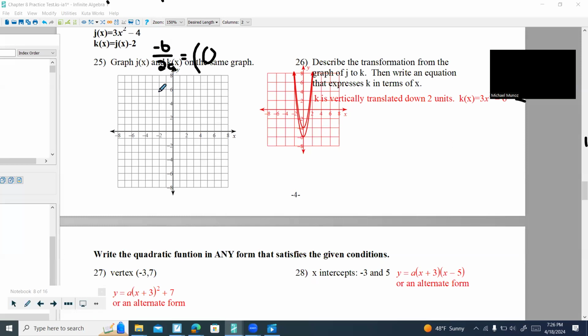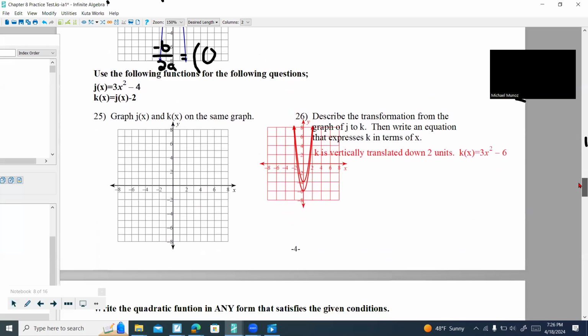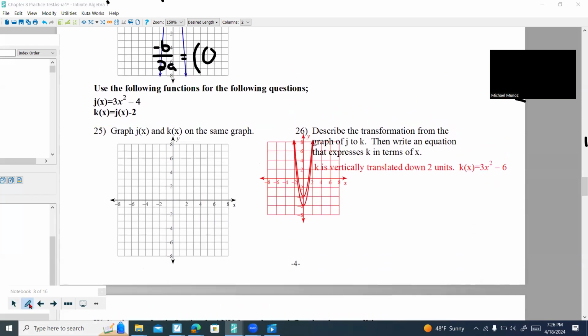But where we're at is we've got two equations. Where I left off, we were taking this equation, and since there's no b here, we're going to plug in 0 for x. Then find out y: 0 squared is 0, times 3 is 0, minus 4, so we have a negative 4. Well, that is our vertex, our minimum.